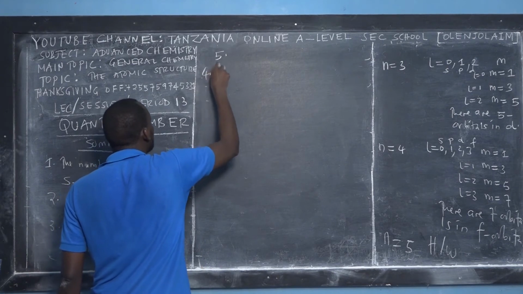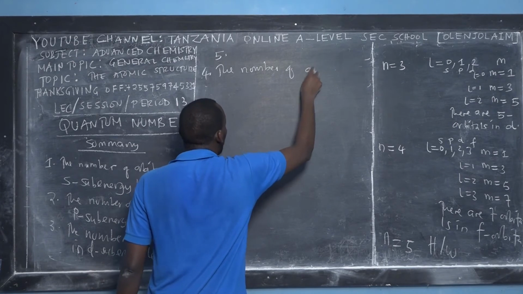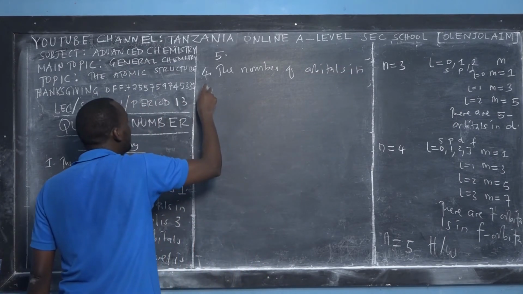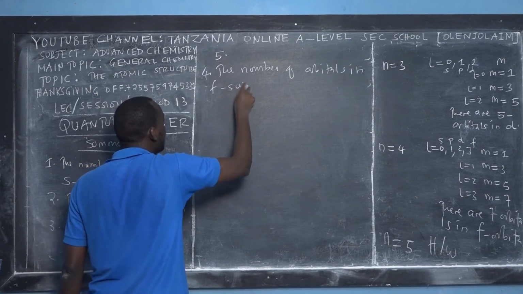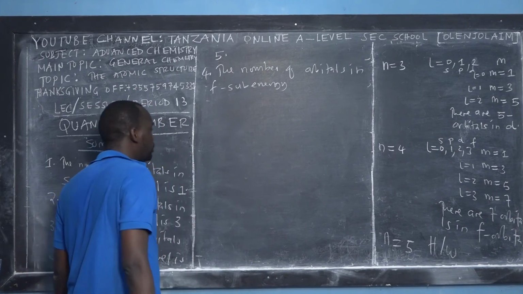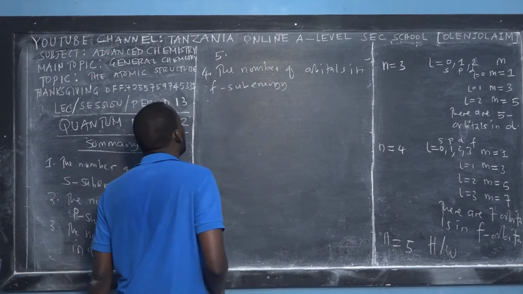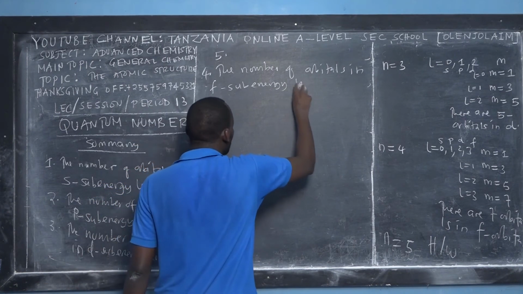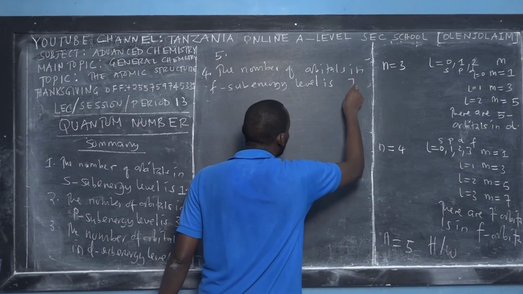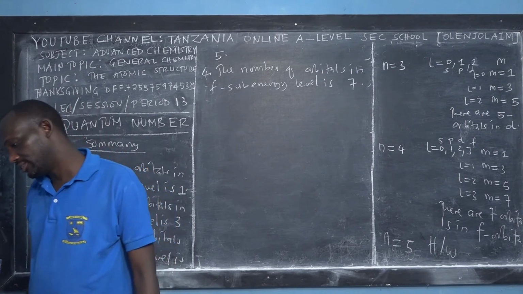Then number 4, the number of orbitals in F sub-energy level. We used to call this orbitals because we are in the high level. Right now we are going for the low level, so we call this F sub-energy level is what? What did we find there? 7. Right? That's very important.